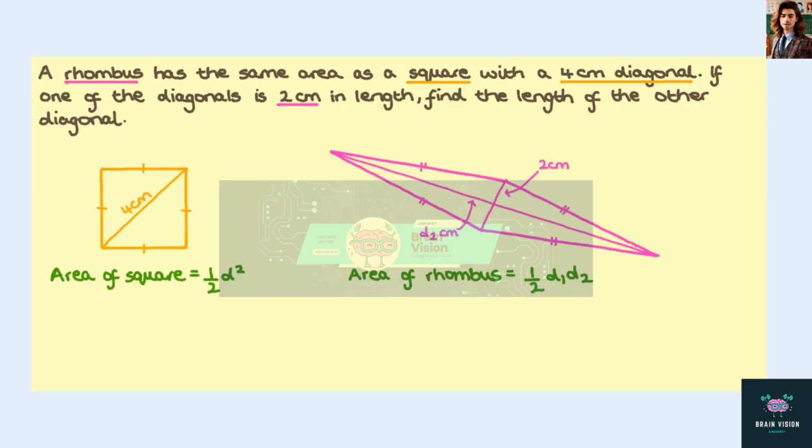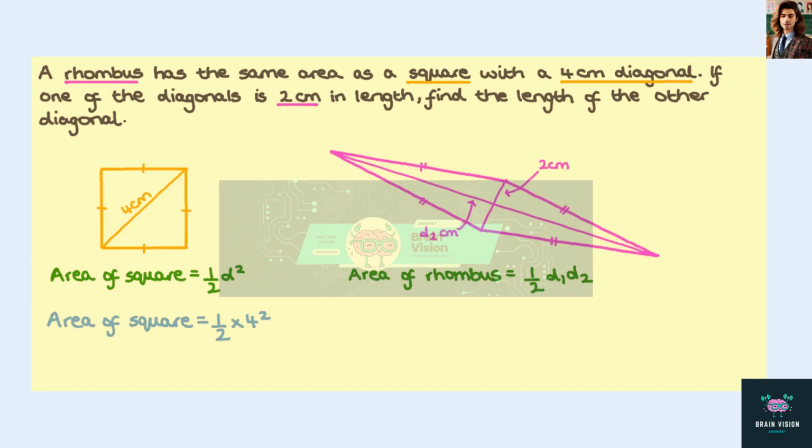The area of a square is of course equal to its side length squared. But a square is also a special type of rhombus, in which the two diagonals are of equal length. So, using the letter d to represent the length of each diagonal of the square, we have the formula area of square equals a half d squared.